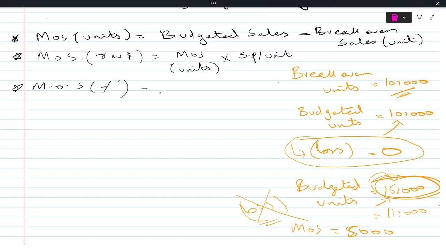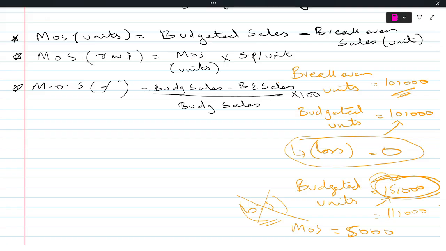And if you want to calculate margin of safety in terms of percentage, how would you do that? Take your formula for margin of safety units, which is budgeted sales minus the break even sales, right? The same formula that we have for margin of safety units, you just copy paste this formula and you just divide it by the budgeted sales, okay? And then you times it by 100, and you'll have your margin of safety in terms of percentage, okay?